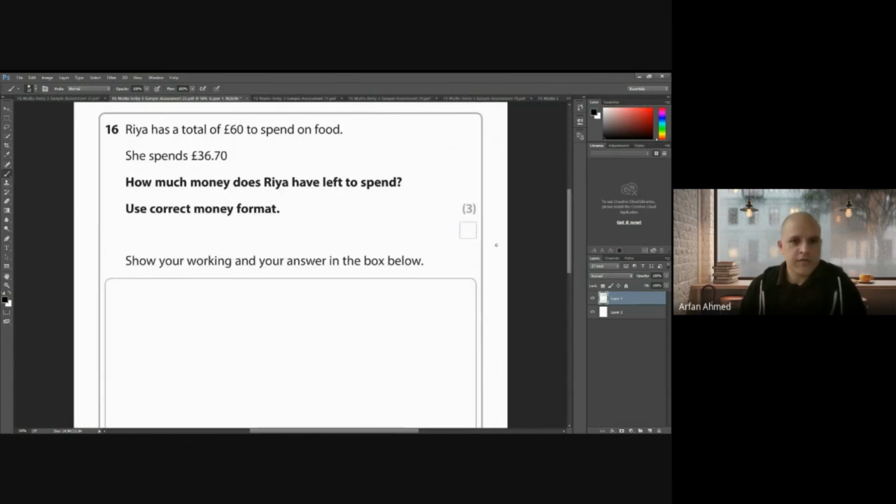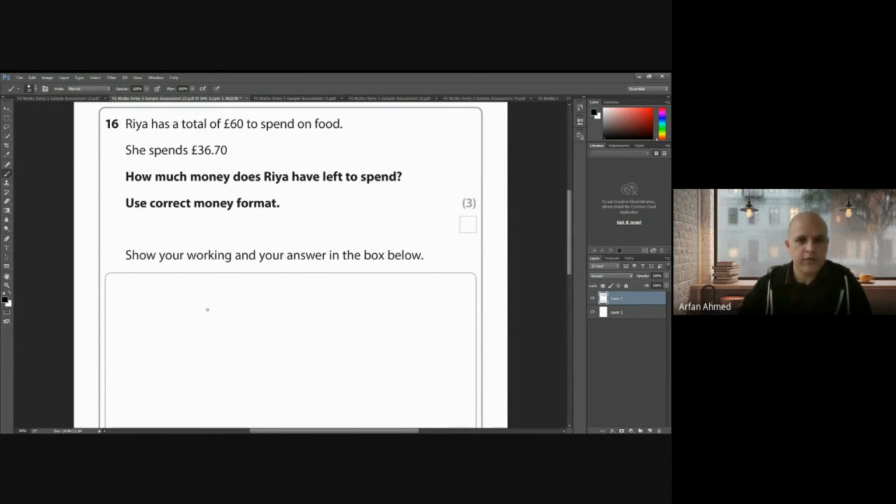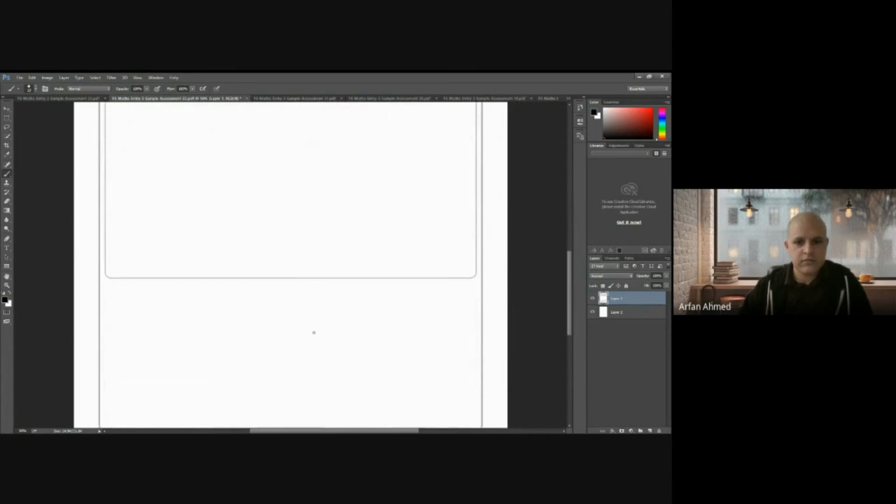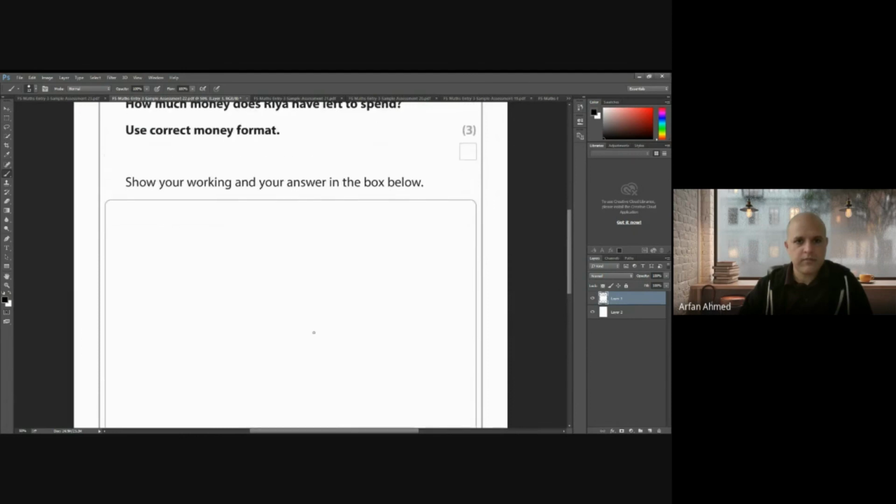Ria has a total of £60 to spend on food. She spends £36.70. How much money does Ria have left to spend? Use correct money format. Another 3 marks for this. Okay, so she's got £60. She spends £36.70.